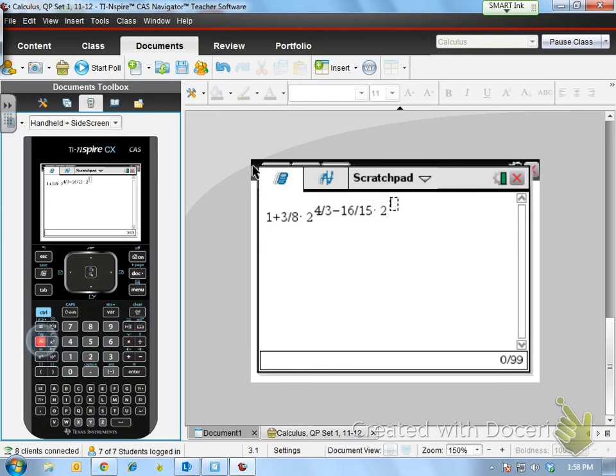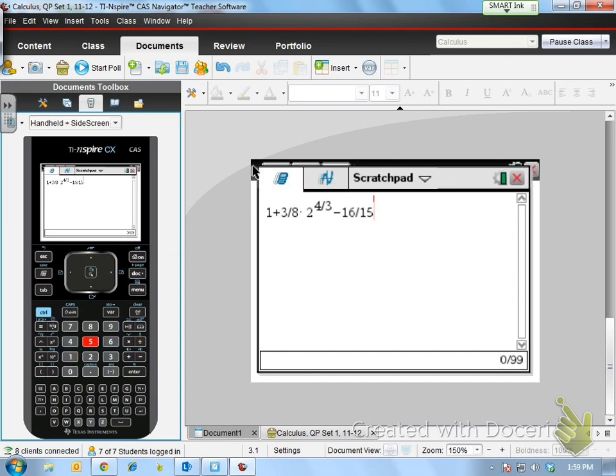Times 2. That's all in the exponent. I swear I pressed the right arrow. Why am I doing that? I just did this. Stop it! It turned blue. I don't know why. You made it sick. There we go. Minus.